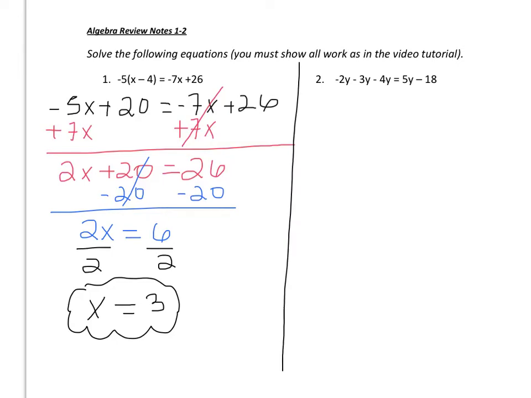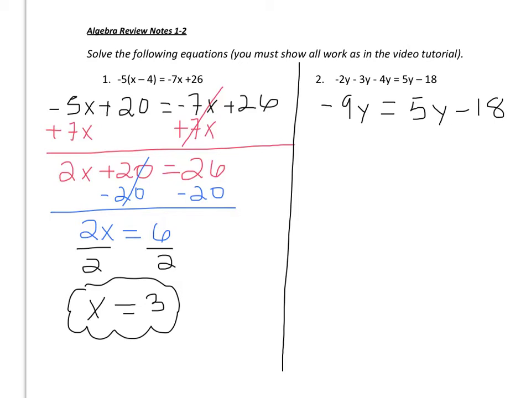On this one, notice that on the left hand side I have 2y, 3y, and 4y, and they're all negatives. And if I combine them, I have 2 and 3, that's 5, 5 and 4, that's 9, and they're all negatives, so that means I have a -9y on the left hand side equals 5y minus 18. All I did was combine like terms. They're all y, so I can put them together.